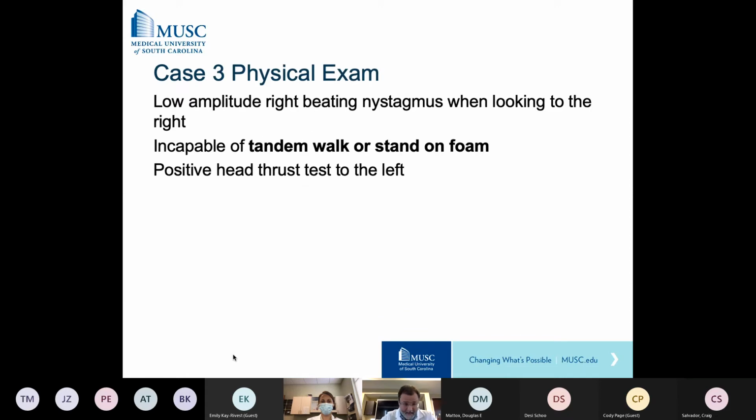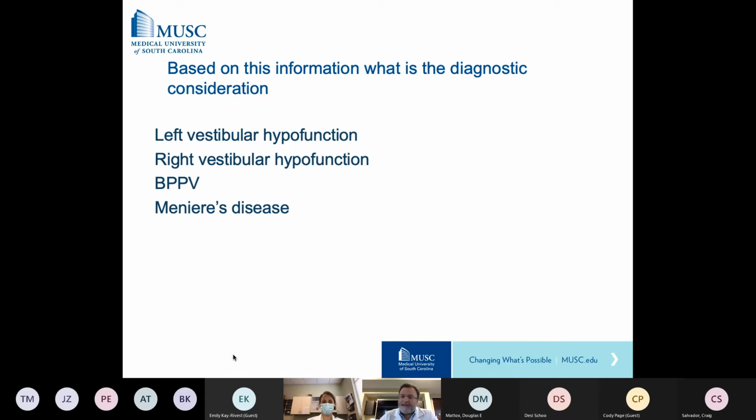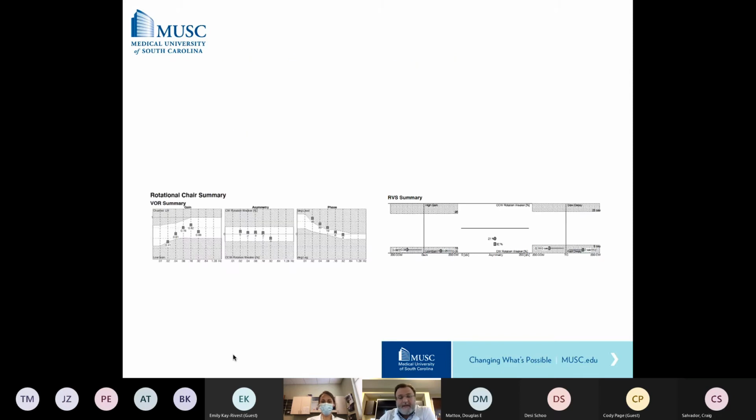On physical exam, she has a low amplitude right beating nystagmus only when she looks to the right. So it's a grade 1 nystagmus. She's incapable of tandem walk or standing on foam, and she has a positive head thrust to the left. So based on this information, what we can tell is that she has a left hypofunction. Her head thrust is positive to the left, and she has a right beating nystagmus when she looks to the right.